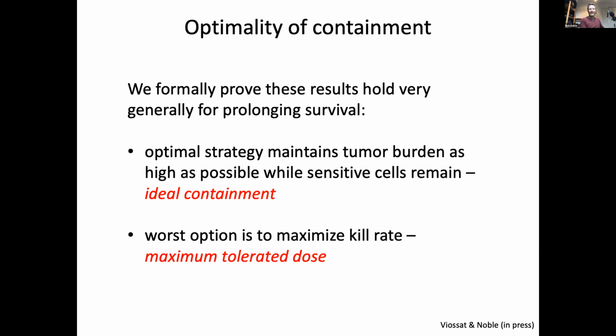And this is why it's called idealized, because in this idealized case, there's no restriction to how much that dose can be ramped up. And the worst option is to maximize the kill rate. In other words, to instantaneously kill off all of the sensitive cells. And we call this idealized maximum tolerated dose. And we look at these idealized solutions, as some people have previously, because they simplify the analysis and they give us nice insights that can also apply in non-idealized cases.